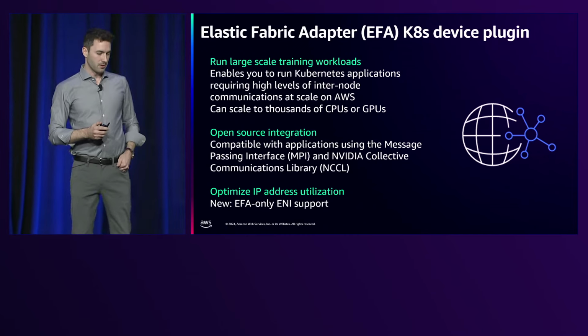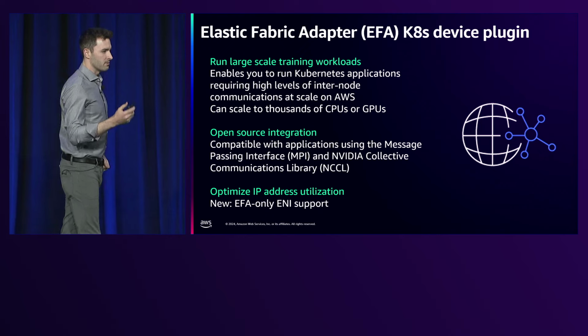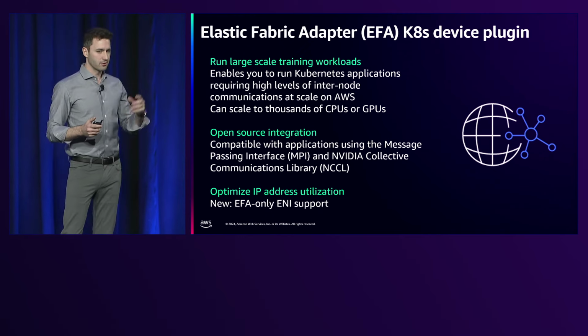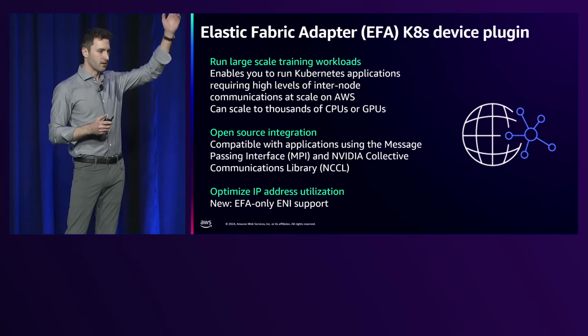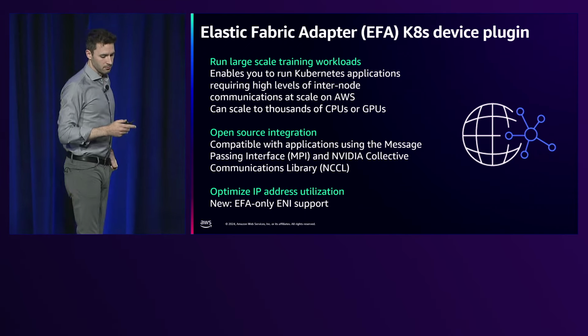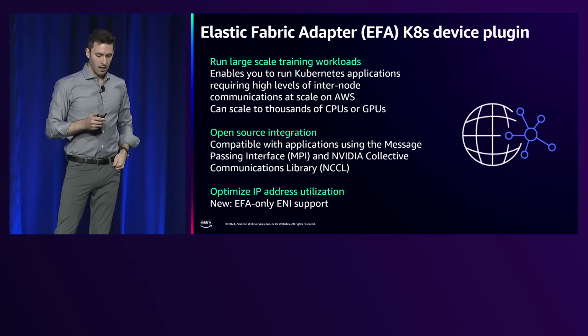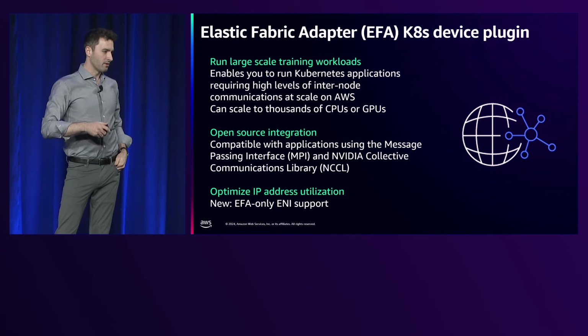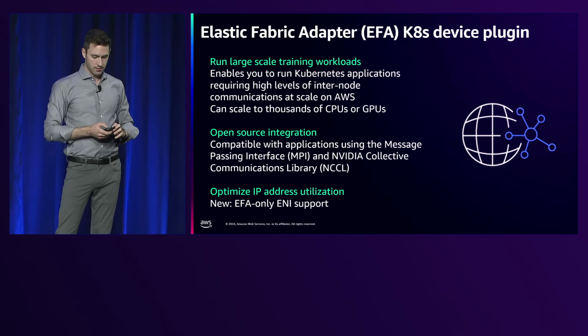And then the other thing that helps with IP address exhaustion is oftentimes your ML training workloads, they're sitting there just crunching, doing a lot of math. They don't actually need to talk to the internet. They only need to talk to each other, the other nodes in the cluster. So we recently added support for EFA-only ENI support, so you don't have to add actual IP addresses to the EFA devices in your cluster, and that's now supported on EKS.